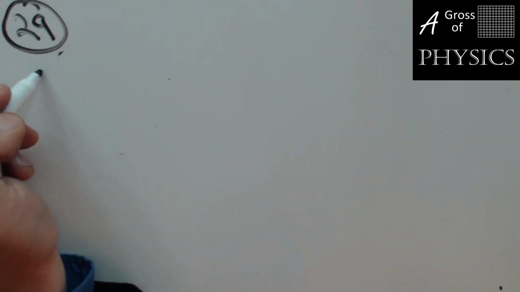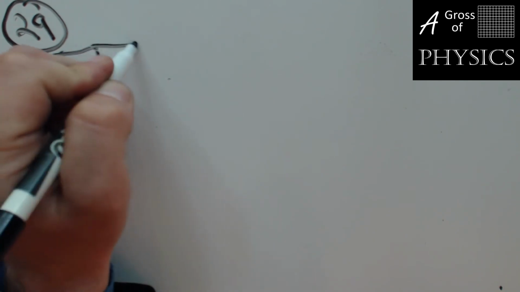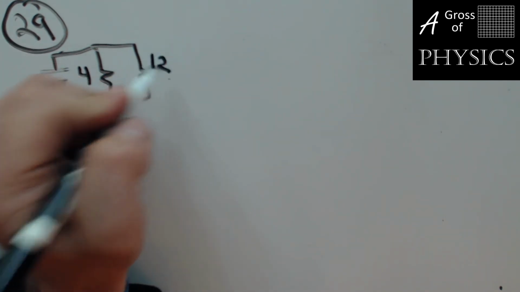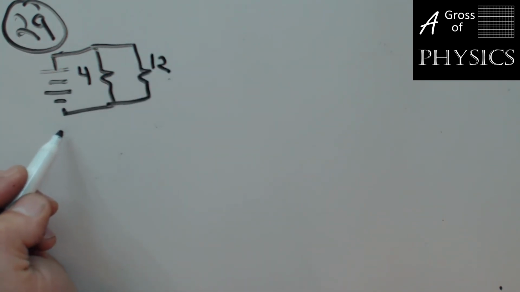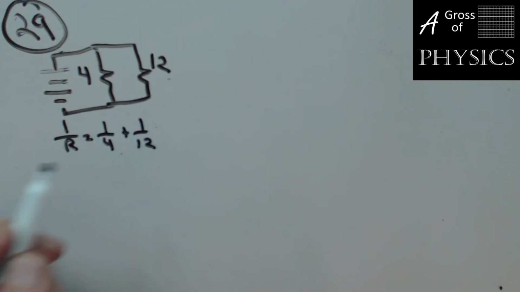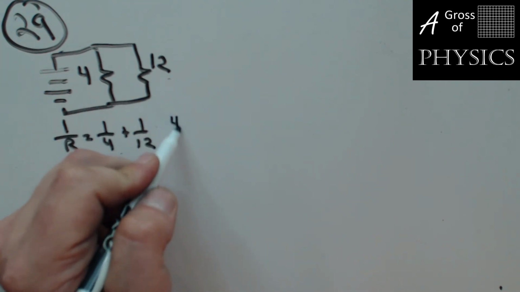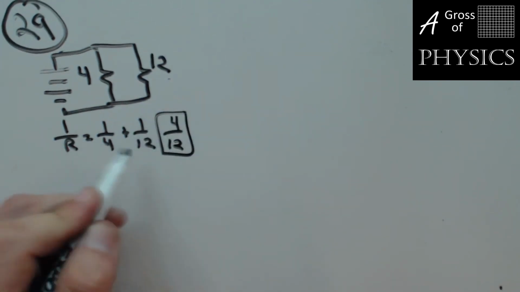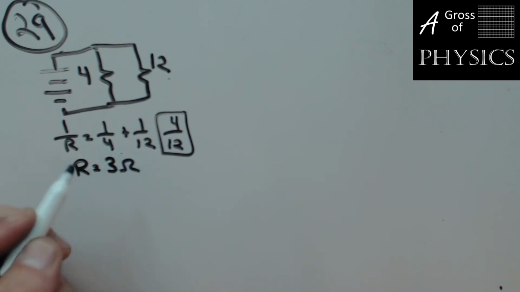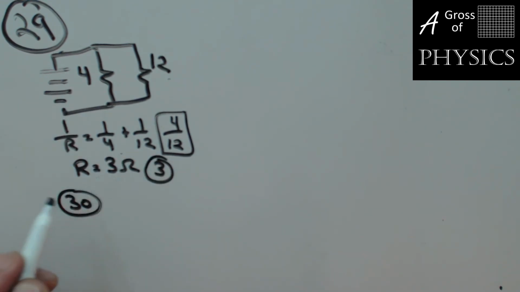All right, 29. We have a parallel circuit where both switches are closed. So we have a 4 and a 12 ohm resistor connected in parallel, and they want to know the equivalent resistance. So 1 over R equals 1 over 4 plus 1 over 12. So that's 3 twelfths plus 1 twelfth is 4 twelfths, which equals 1 over R. So R is 12 fourths, which is 3 ohms. Choice 3.